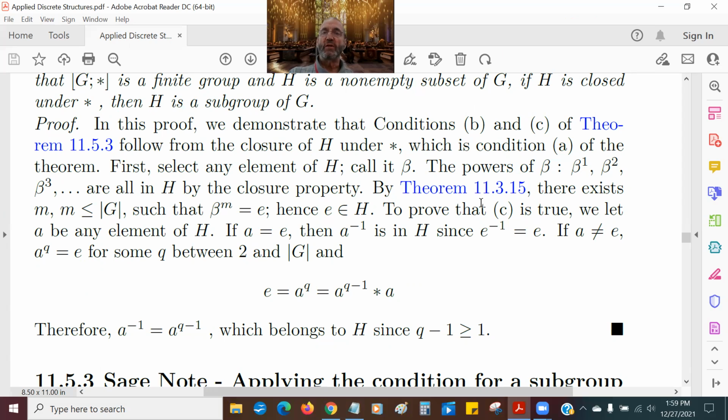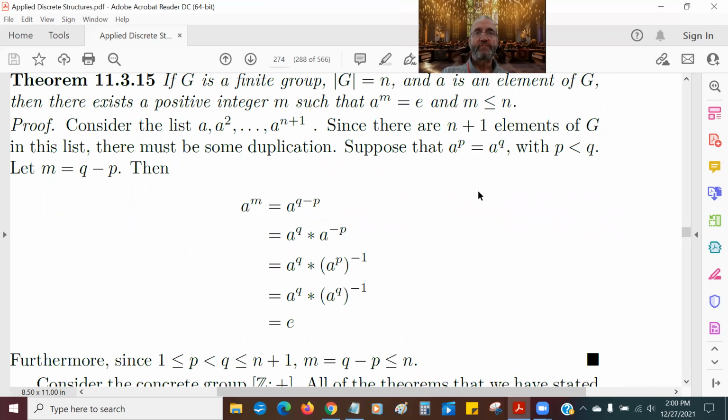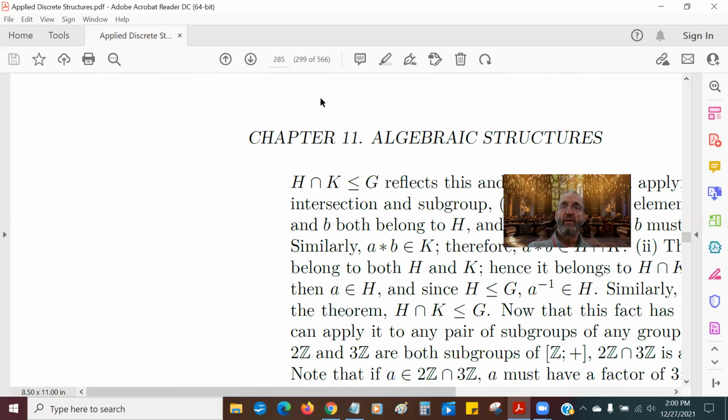And so we know that by theorem 11.3.15. What is that theorem? Let's take a look. We know that if G is a group and a is an element, there exists a positive number m such that a to the mth power equals e. If I keep on taking powers of a, eventually I'm going to hit e if it's a finite group, which is what we're dealing with here. Let's go back to 285.